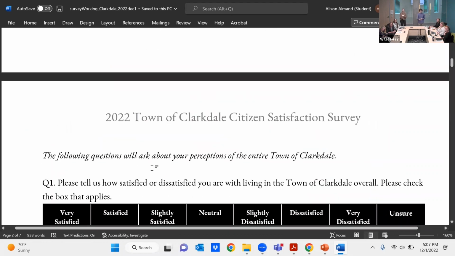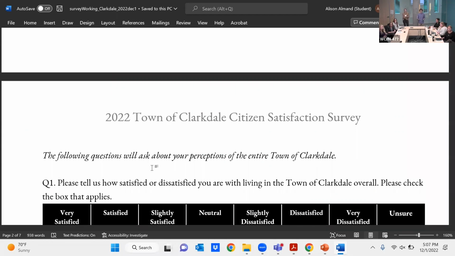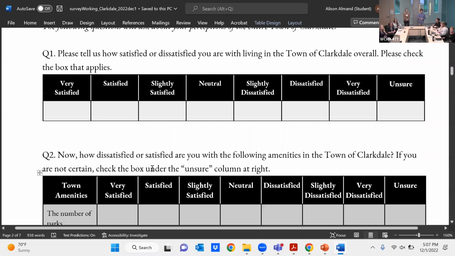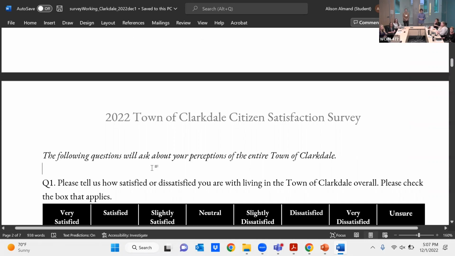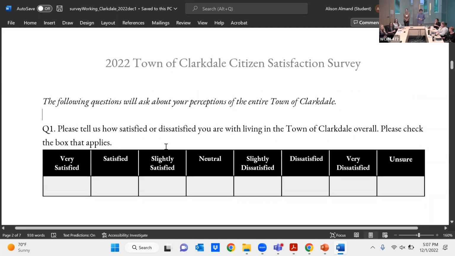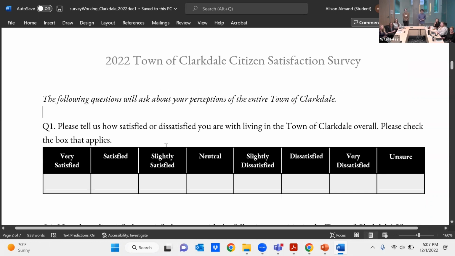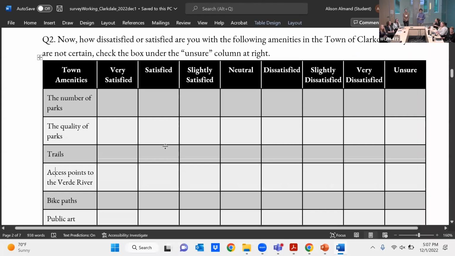This first question just primes the respondents. Tell us how satisfied or dissatisfied you are living in the town of Clarkdale. It's a 7-point scale, ranging from very satisfied to very dissatisfied. It puts them in the mindset of, okay, how satisfied am I with this town? And if they want changes, that will be addressed in the further questions.